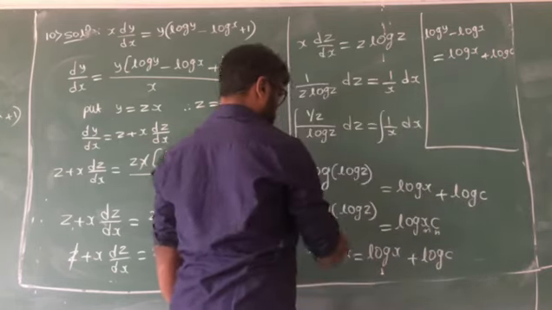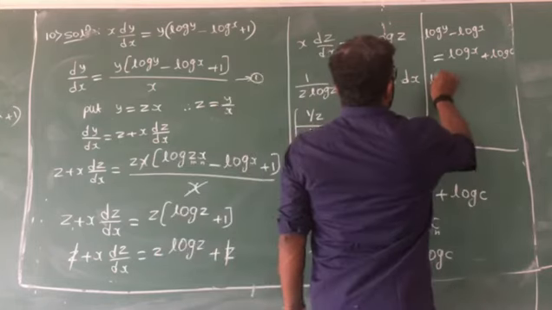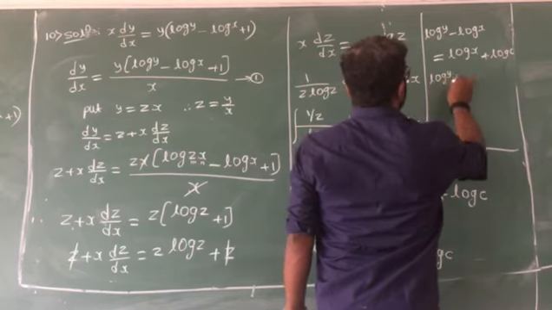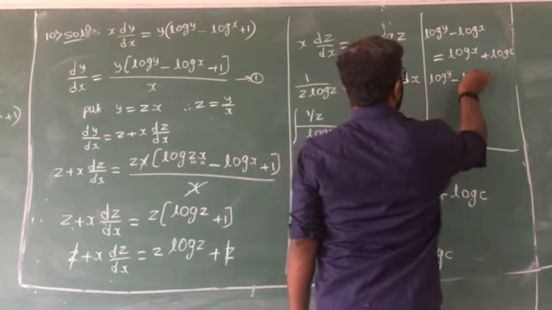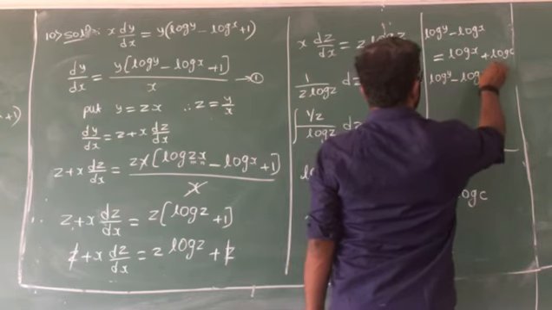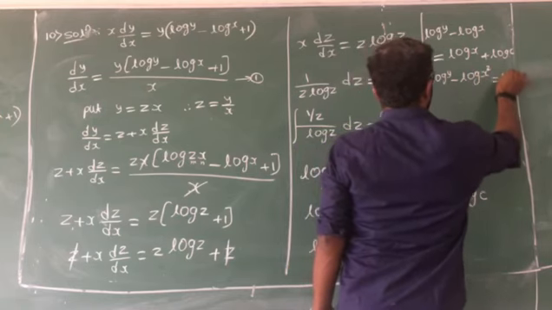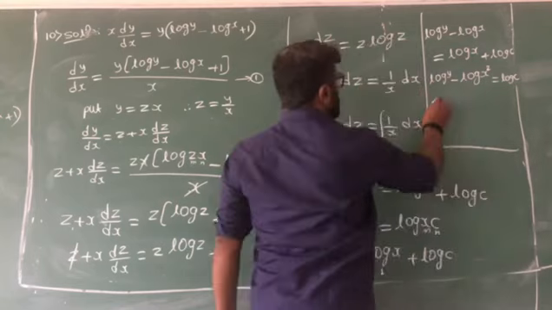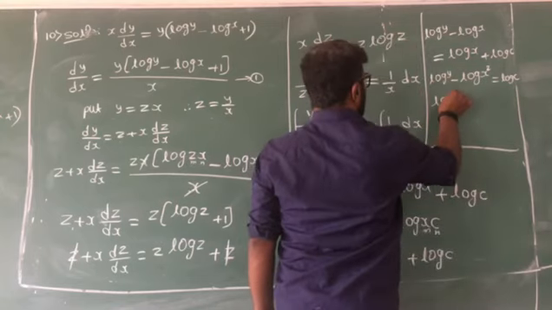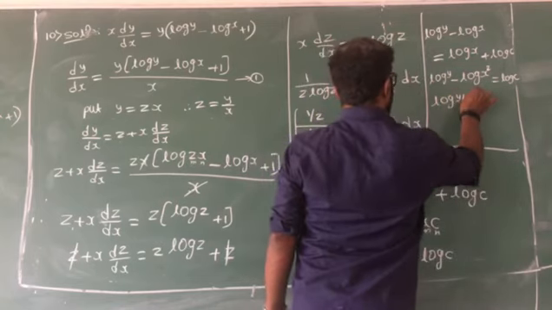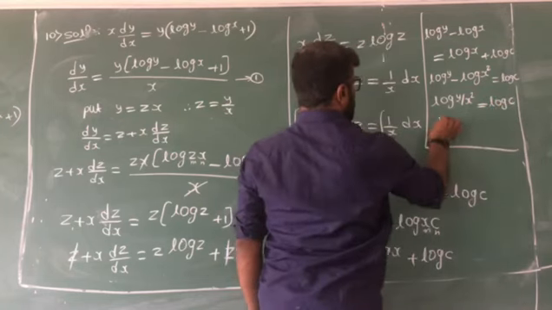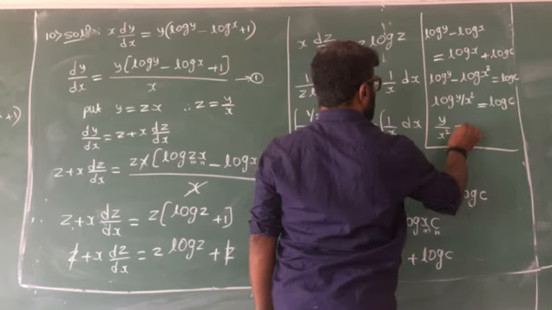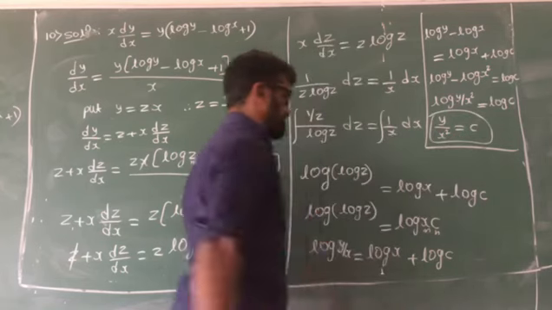So it is log z. Log x minus 2 log x, that is minus log of x square, equal to log of c, right? So it is log m minus log n, log of m by n, y by x square equal to log of c. So remove the log, again y by x square is equal to c. This is the answer. Clear?